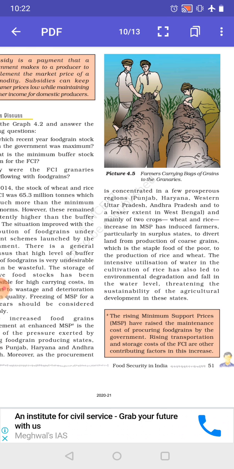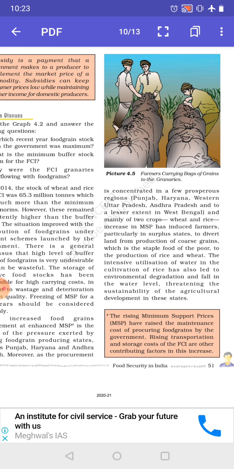Now because there is a huge demand of these two crops, so there is obviously an increase in the MSP, and that has induced the farmers, particularly in those states which produce these crops in surplus amount, to divert their land of production from coarse grain, which was the staple food for the normal people of India, to the production of wheat and rice, because they know if they produce more wheat and rice, they will get a handful amount of MSP in return.